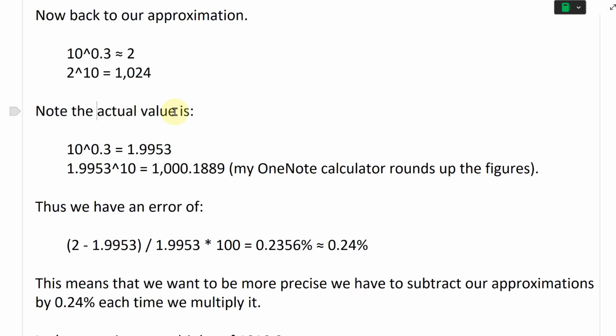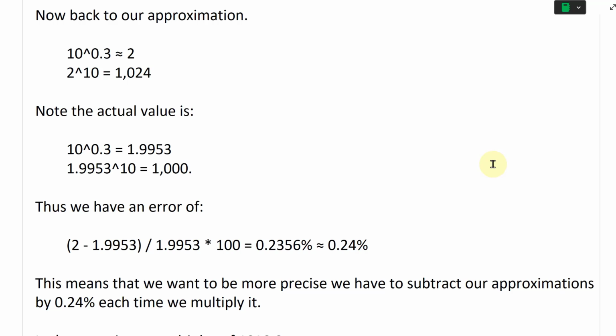Going further, note the actual value: if you put in the calculator 10 to the 0.3, you get 1.9953. So it's not exactly 2, but it's close enough for our purposes. And now if you were to go 1.9953 to the power of 10, this equals 1,000.1889. My OneNote calculator rounds the figures, so I'm just going to erase this and put a note here. My OneNote, just ignore that. And so just trust me, the actual number equals 1,000. Anyways.